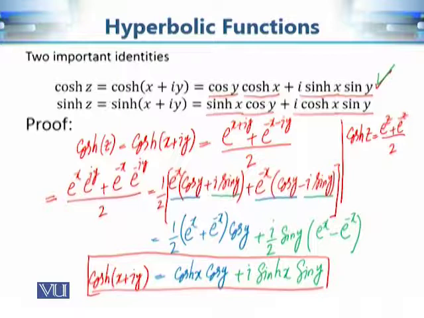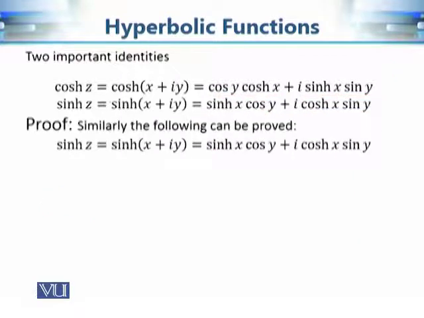Similarly we can prove the next identity, which involves sine hyperbolic of x plus iota y. As you can guess, we use the definition of sine hyperbolic of x plus iota y as e raised to power x plus iota y minus e raised to power minus x minus iota y divided by 2, and simplifying the expression we can easily get the right hand side of this identity.